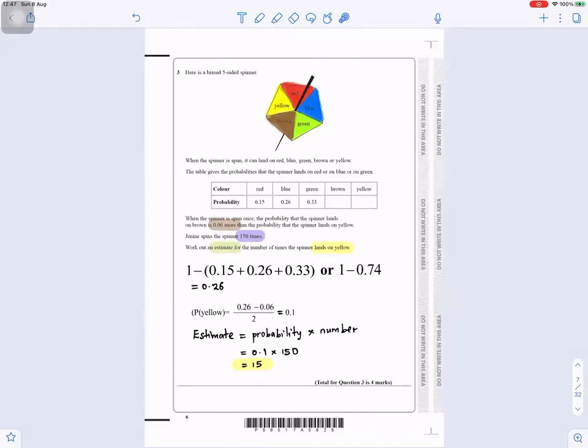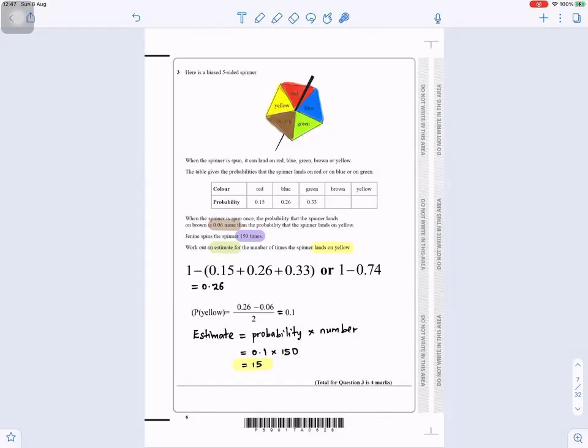Question number 3. Here is a biased 5-sided spinner. When the spinner is spun, it can land on red, blue, green, brown, or yellow. The table gives the probabilities that the spinner lands on red or on blue or on green.